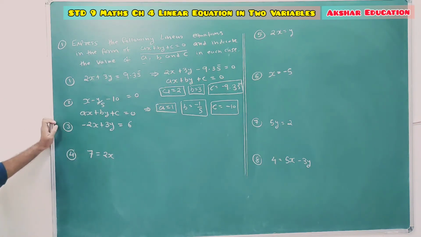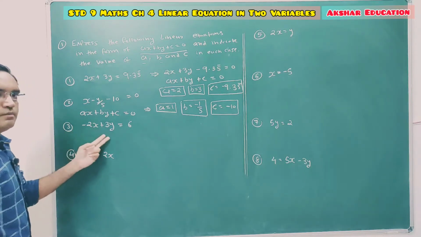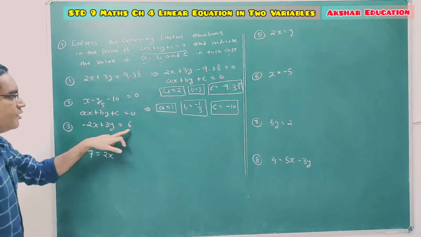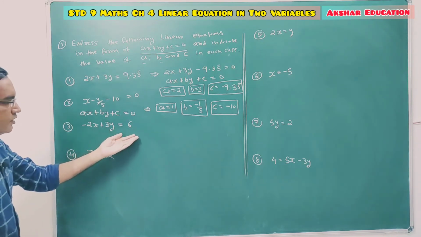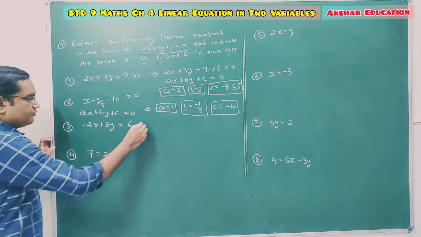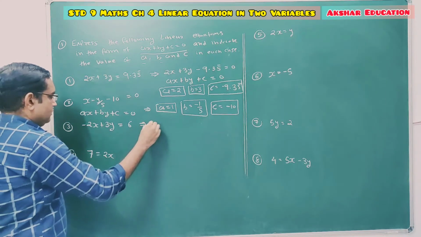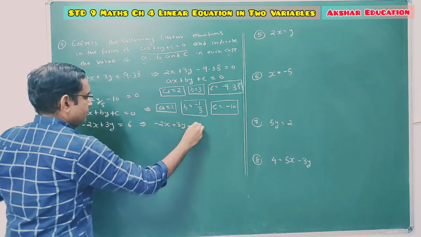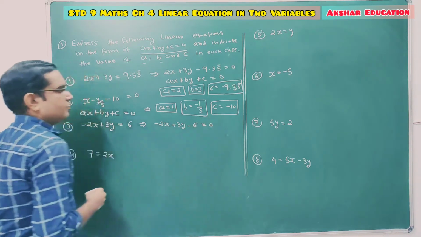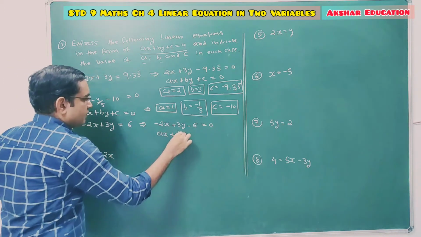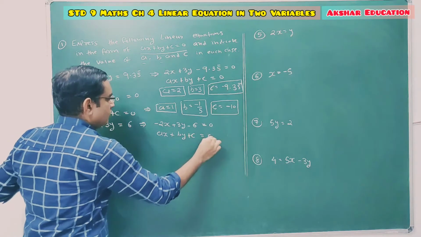Now this one. A linear equation in two variables is always in the form ax plus by plus c equal to 0. Here the constant term is on the right hand side of the equal sign, so we take this constant term to the left hand side. It is now converted into minus 2x plus 3y minus 6 equal to 0. And now compare this equation with the standard form ax plus by plus c equal to 0.